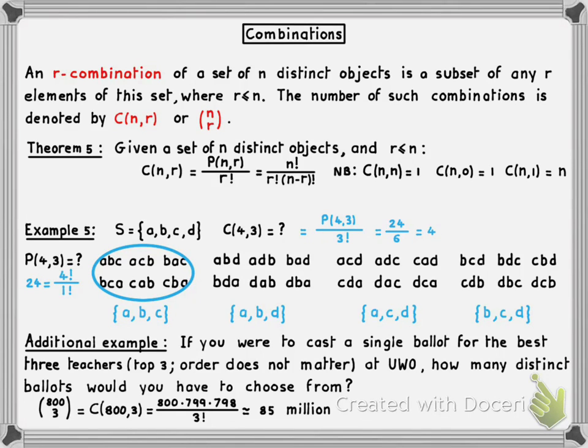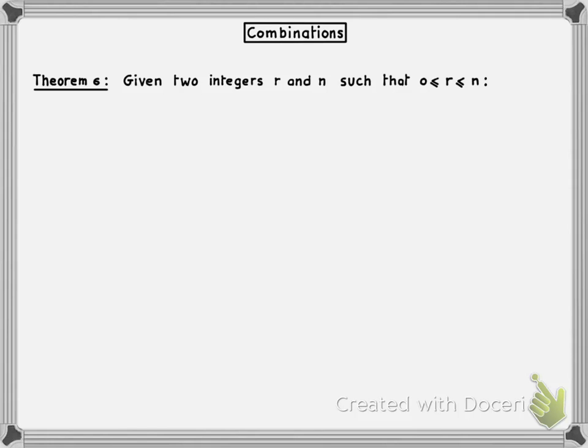Now let's conclude this segment by stating and proving a theorem that can prove quite useful when counting r-combinations. Theorem 6 states that given two integers r and n, such that n is greater than or equal to r and both integers are non-negative, then the number C(n,r) is equal to the number C(n, n minus r). Proving this theorem is pretty easy.